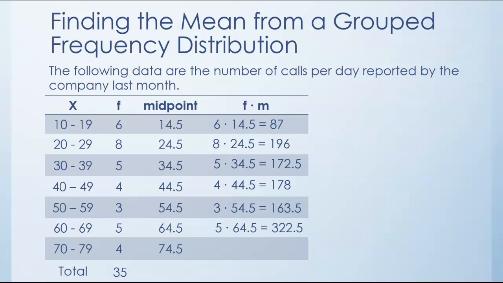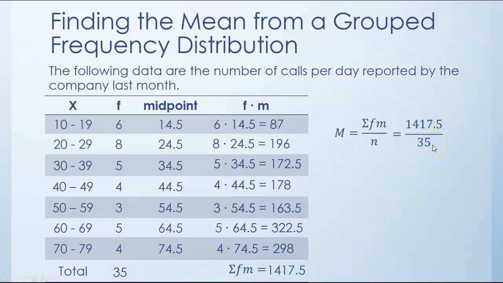5 times 64.5 is 322.5. And finally, 4 times 74.5 is equal to 298. And then, just like we did in the previous one, we're going to add up all of these numbers we just found in this last column. That's going to be our numerator for our mean. So adding all those up, we get that the summation of the frequency times the midpoint is 1,417.5.